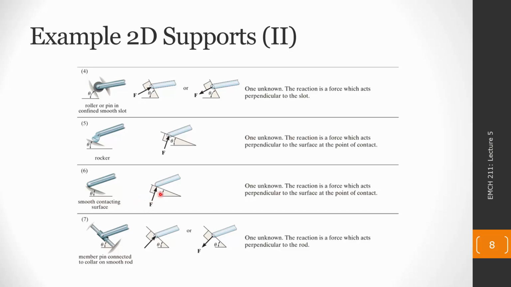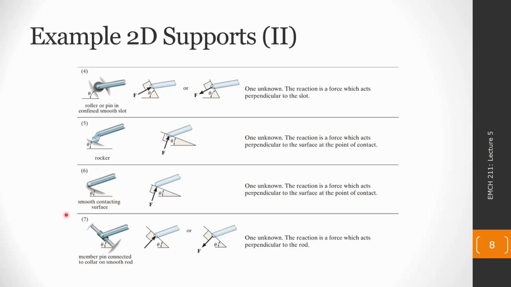We can see here a collar connection with a pin. So now we're going to also have to think about the rotation that's being prevented. In all of the cases 1 through 6 and 7 that are mentioned here, there's nothing preventing rotation of our object. So for example, on the smooth contacting surface, we can translate the object along the surface, parallel to the surface. We cannot translate it freely perpendicular to the surface.